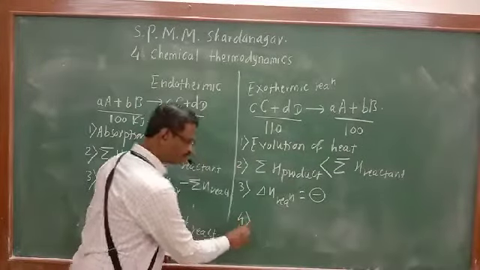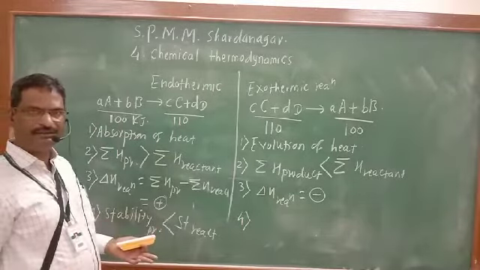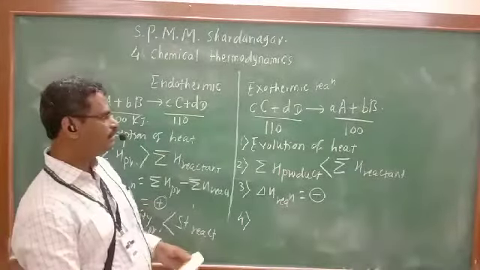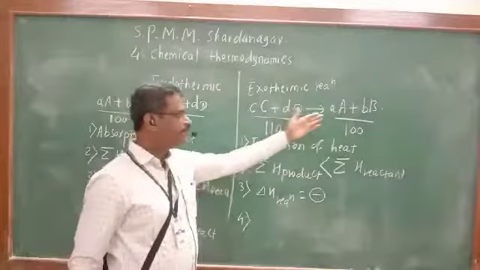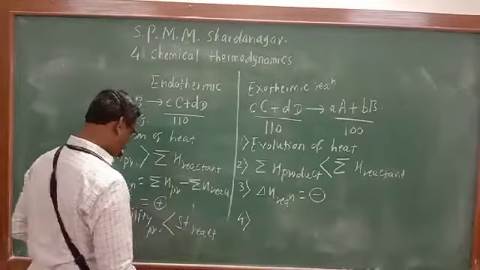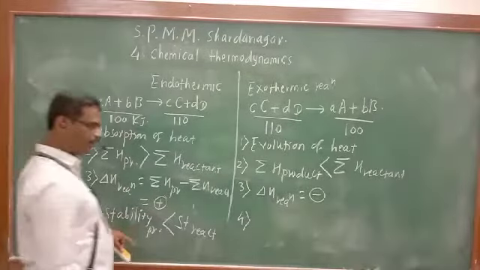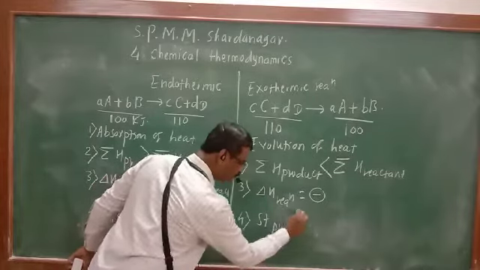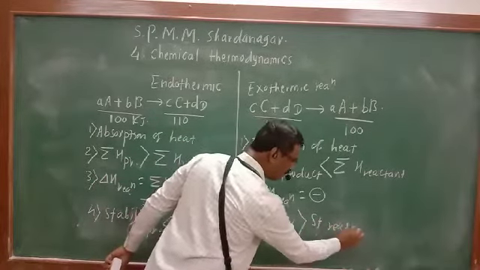And the last, like this, we have to compare the stability. Heat and stability are inversely proportional to each other. Heat of the reactant is more, stability is less. Heat of the product is less, stability is more. Therefore, in the endothermic case we have written stability of product is less than stability of reactant. But here stability of product is greater than the stability of reactant.